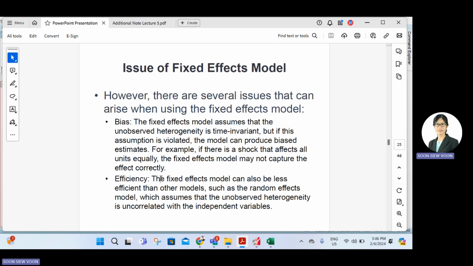Efficiency. The fixed effect model can also be less efficient than others, such as the random effect, because normally we will compare the fixed effect together with the random effect and with the pooled OLS. So the fixed effect can be less efficient compared to the random effect, which assumes that the unobserved heterogeneity is uncorrelated with the independent variables. So that is one of the limitations as well, right? One of the issues is bias, and the other one is efficiency.